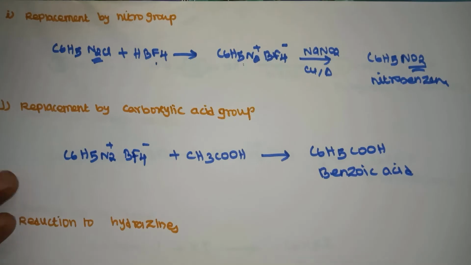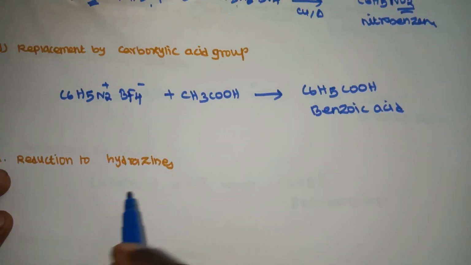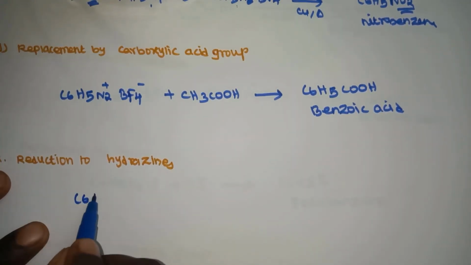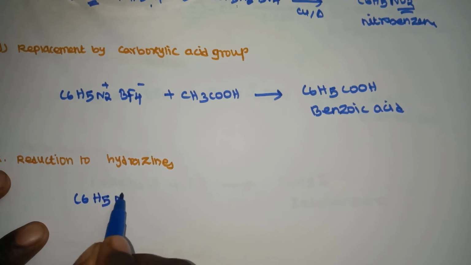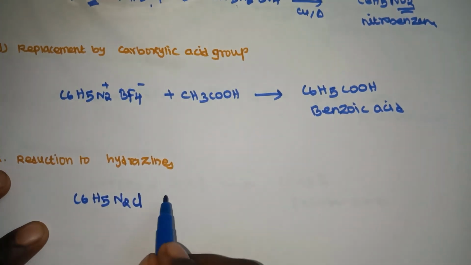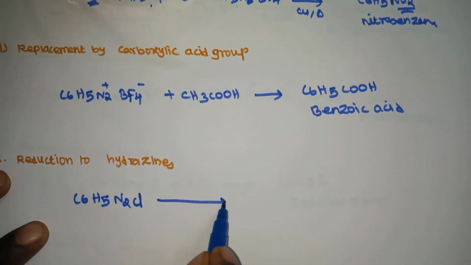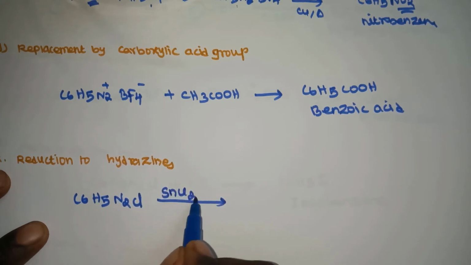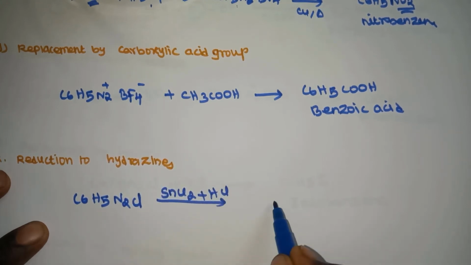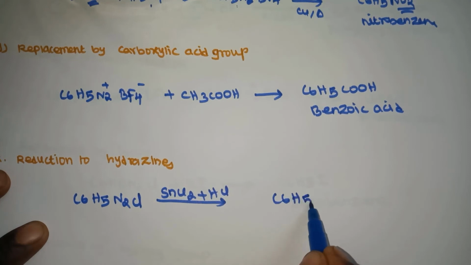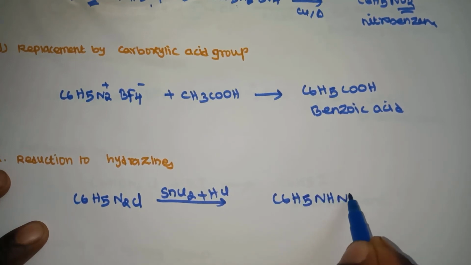This is very important. Next one is reduction to hydrazine. When benzene diazonium chloride, C6H5N2Cl, reacts with SnCl2 and concentrated hydrochloric acid, it forms phenylhydrazine, C6H5NHNH2.